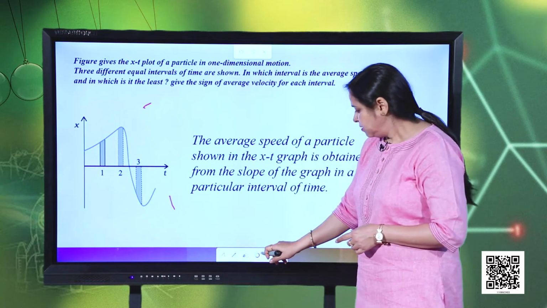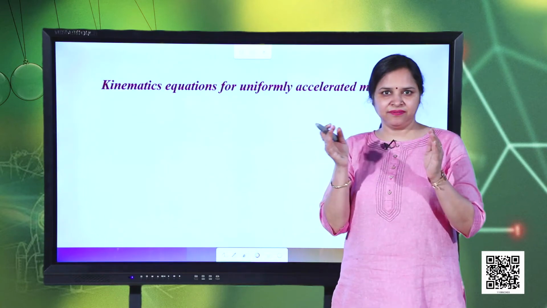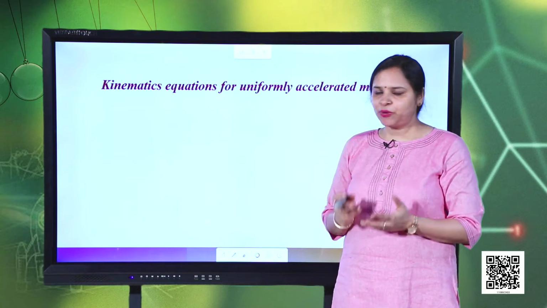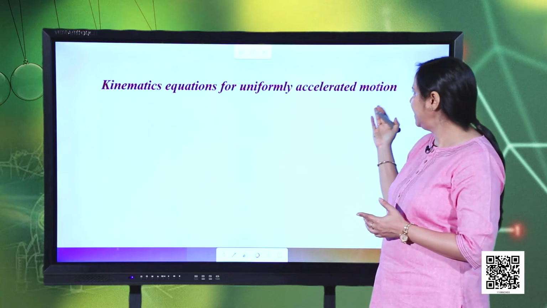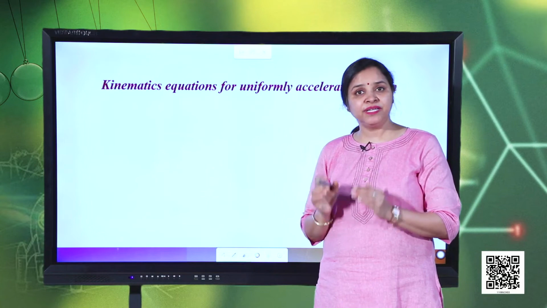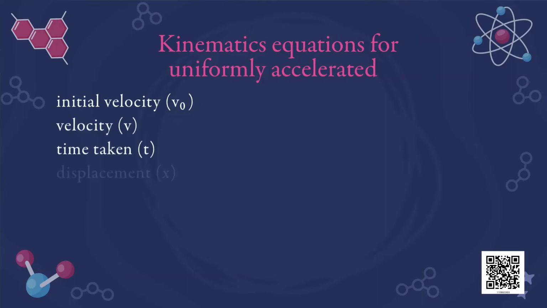Now, we can also relate velocity, acceleration and time with simple equations, which are known as the kinematic equations for uniformly accelerated motion. So, let us derive the equations which relate the initial velocity, let us say v naught, the final velocity v, time t, displacement x and a constant acceleration a.